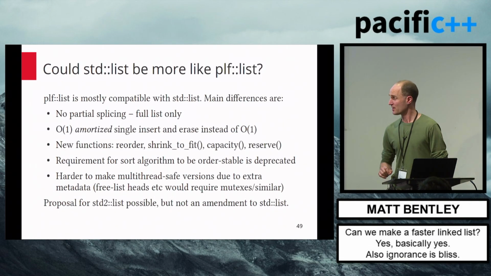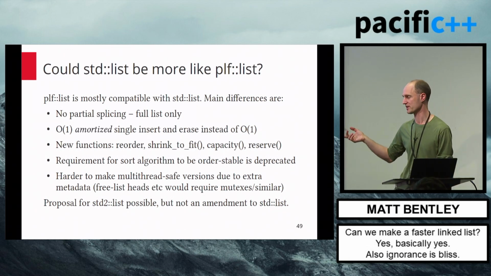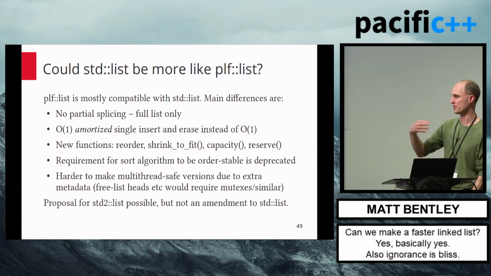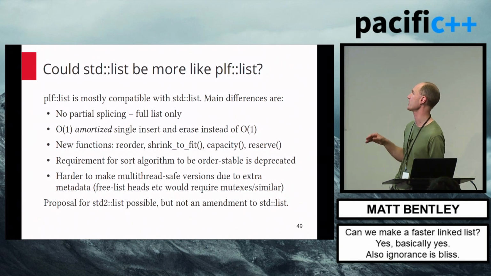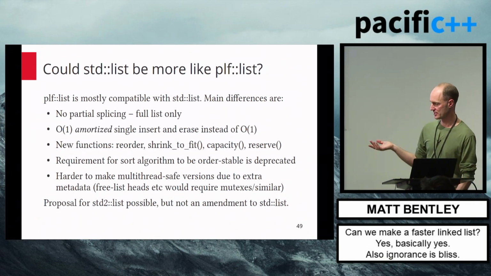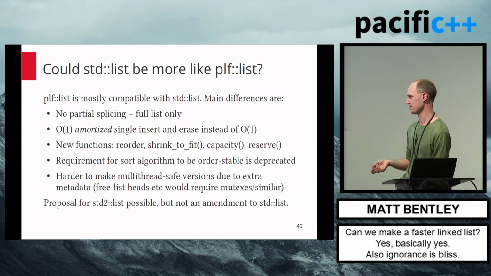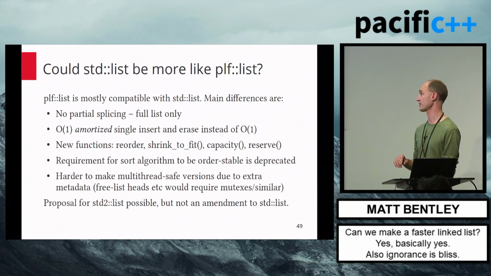So, could standard list be more like PLF list, i.e., could PLF list be considered a valid implementation of standard list, or could we modify standard list so that PLF list could be a valid implementation? And the answer is no, unfortunately. As mentioned, we can't have any partial splicing. So that's one thing that has to be removed, unless somebody comes up with a really whiz-bang solution for that, which I haven't been able to think of.